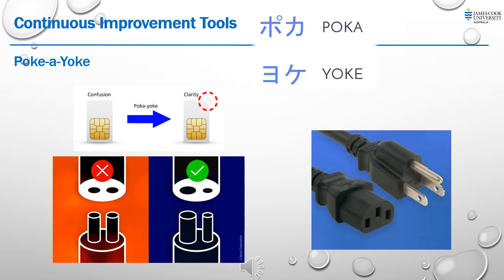Poka-yoke devices are an important part of lean manufacturing because they help to prevent defects and improve quality by eliminating errors and reducing the need for rework and inspection. Poka-yoke devices can help to reduce costs and increase efficiency in a production process.